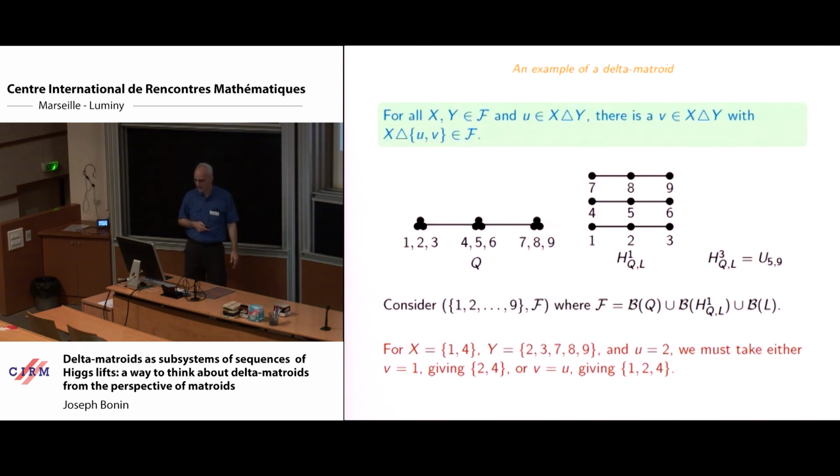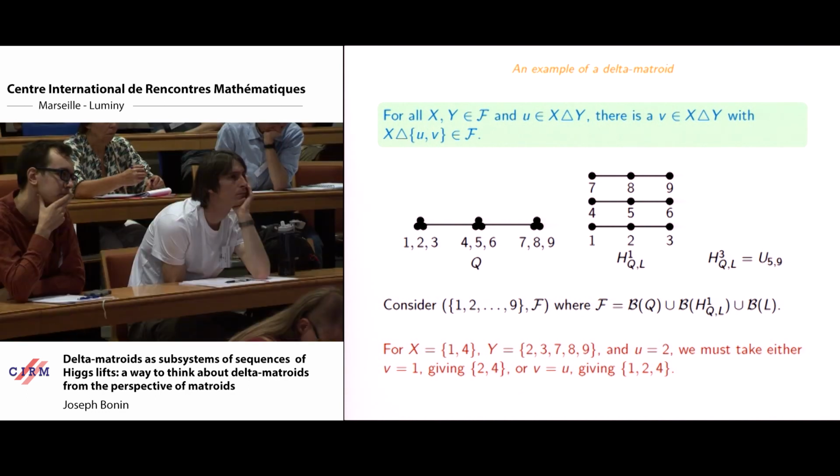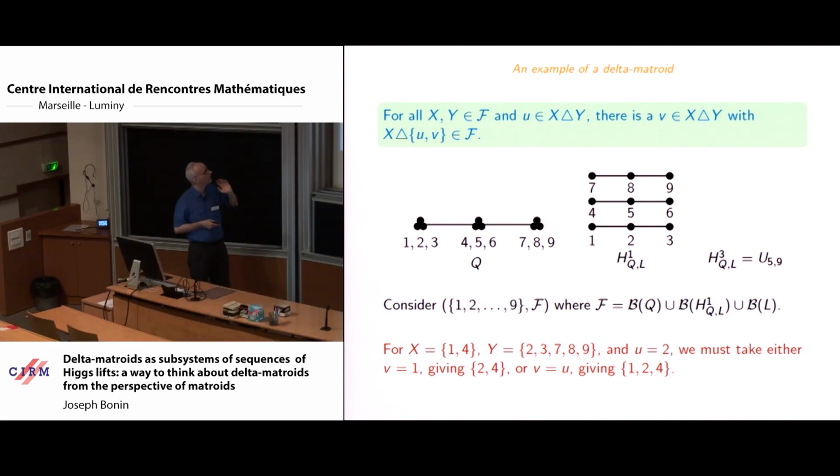All right. Now we can get a delta-matroid from Higgs lifts this way. You take a collection of those Higgs lifts, and we actually don't have to take all of them. We just don't want to skip consecutive levels. And what we're going to do is take the union of the collection of bases of this collection of Higgs lifts. So let me just illustrate the symmetric exchange here.